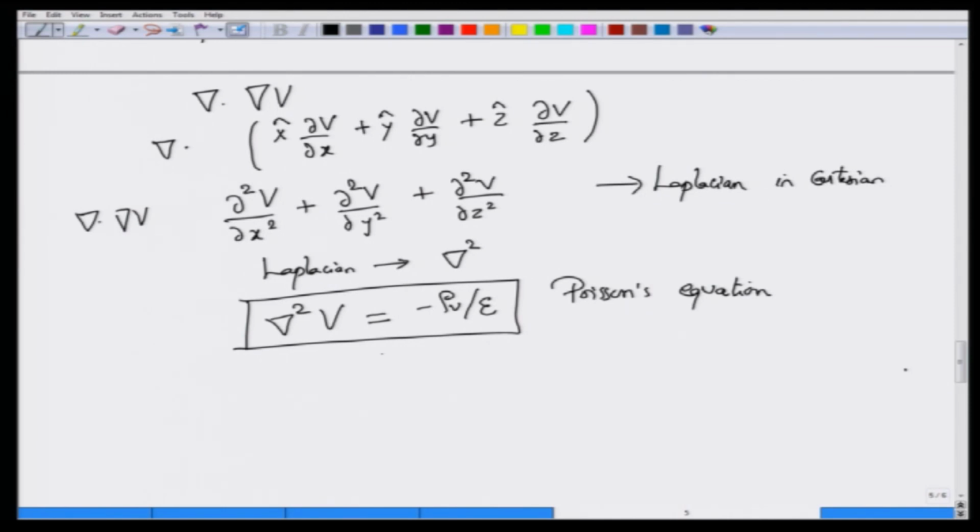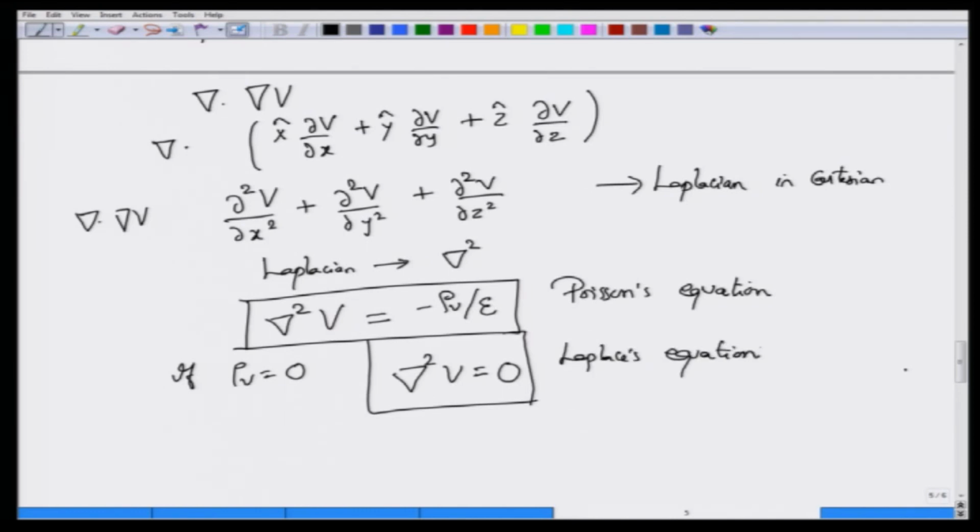Suppose you are considering a region where there is no free charge, that is rho v is equal to 0. If you apply this point form in a region where the charge density rho v is equal to 0, you end up with a simplified equation called Laplace's equation. These two equations can be thought of as the source equations. What are they sourcing? It is important to know what they are sourcing.